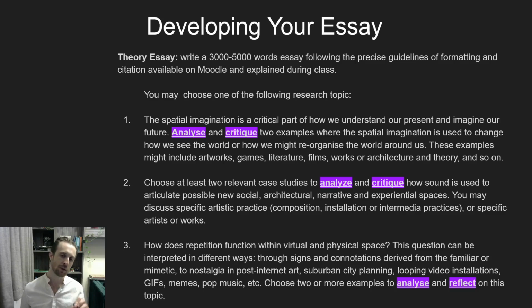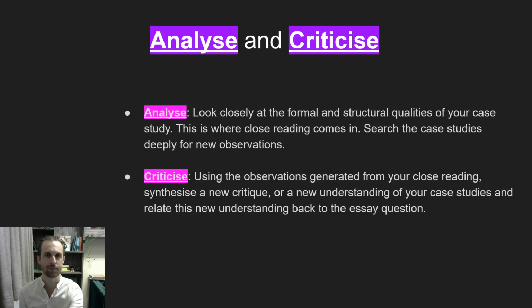So question number 2 is written by Cedric, and question number 3 is written by Daniel. So you can discuss these questions more closely with Cedric and Daniel. But what I want to point out is that all of us use this analyze and critique language. And so I just want to try to make very clear what we mean by this.